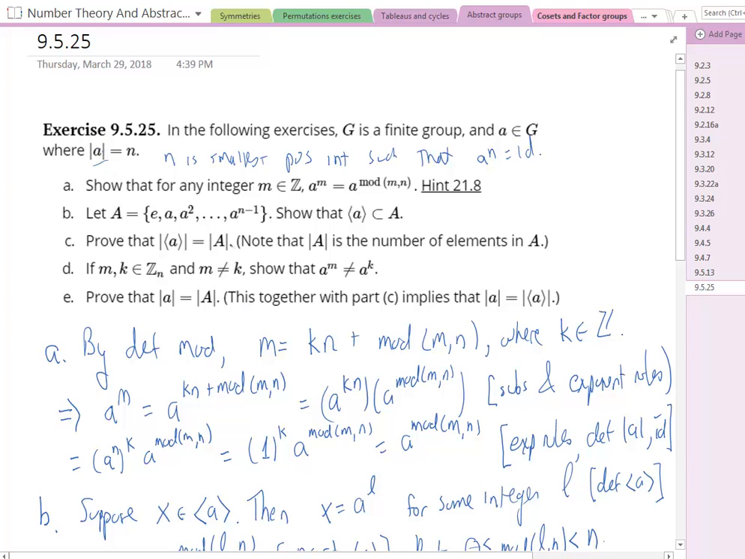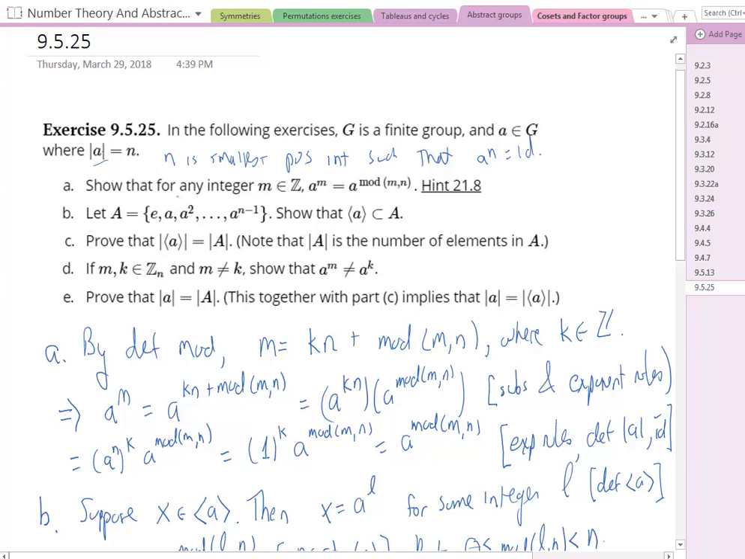Down here, for instance, we have the order of A. That's the number of elements in the set A. Here, when we talk about the order of an individual element, that's the smallest positive integer such that a to the n is the identity. Okay. All right, so let's start off with part A.